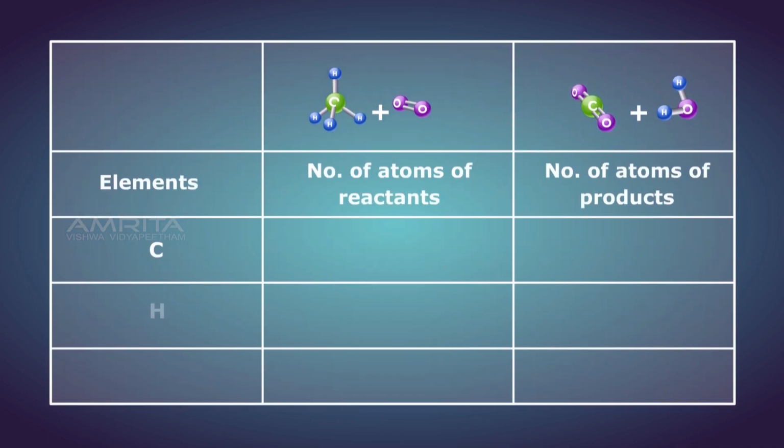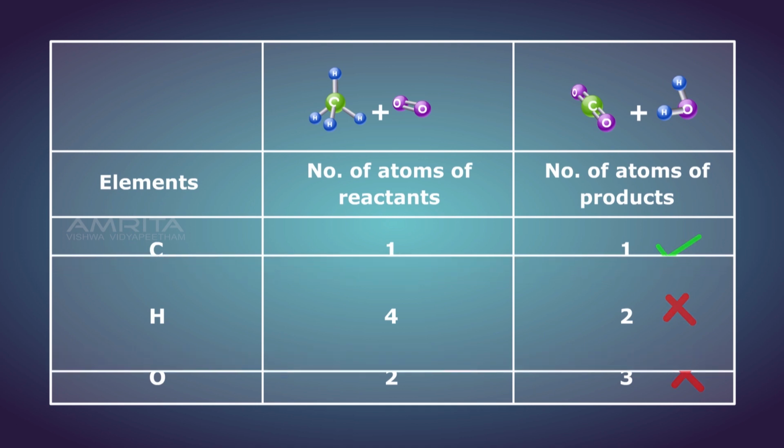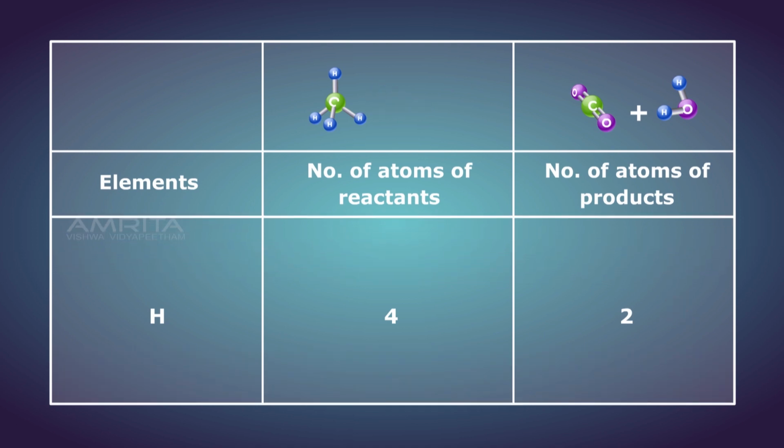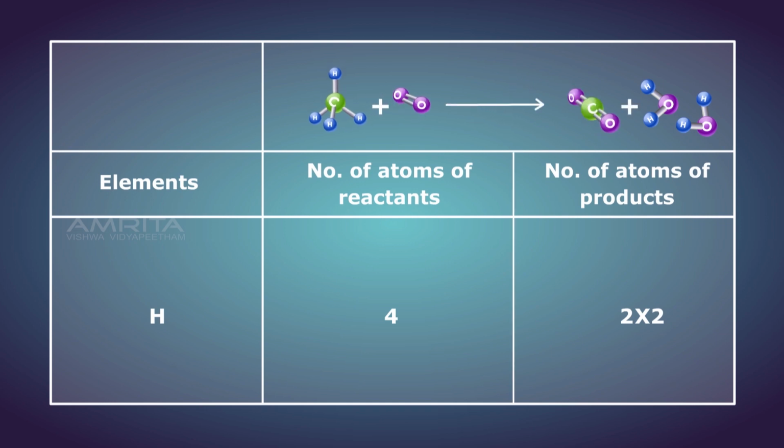Let us now count the number of atoms of all the elements in the reactants and products in the unbalanced equation on both sides of the arrow. The hydrogen atoms in the reactant CH4 are 4, while in the product H2O the count is 2. To balance the hydrogen atoms, put coefficient 2 before H2O on the product side. Now, let's see if the equation is balanced. CH4 + O2 gives you CO2 + 2H2O.